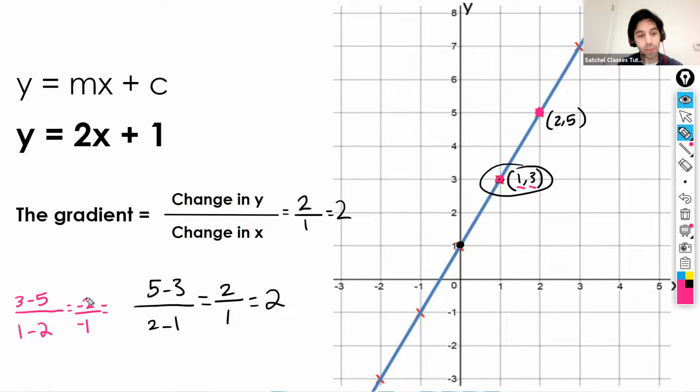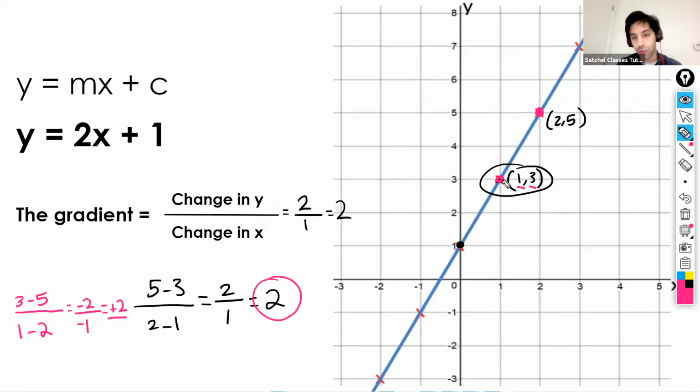Now notice I've got -2 divided by -1. Two negatives divided by each other give a positive answer. So my gradient is still going to be +2, the same as what I worked out over here. So it doesn't matter which set of coordinates you start with, so long as you get your signs right when you're doing the calculation like this.